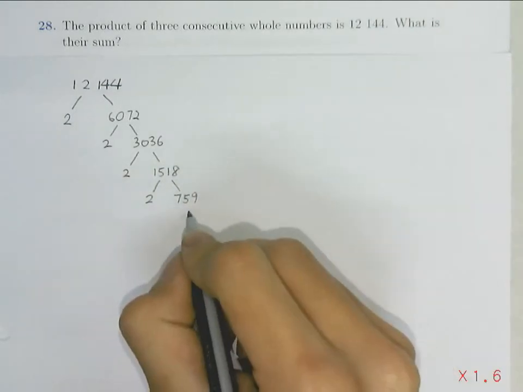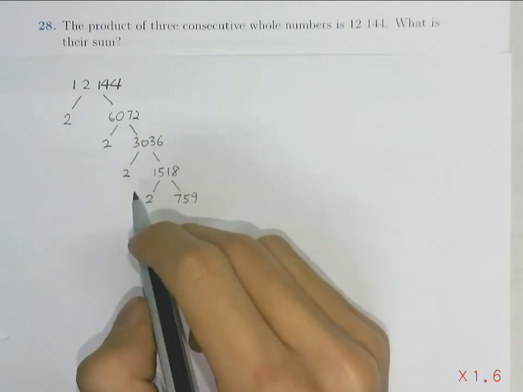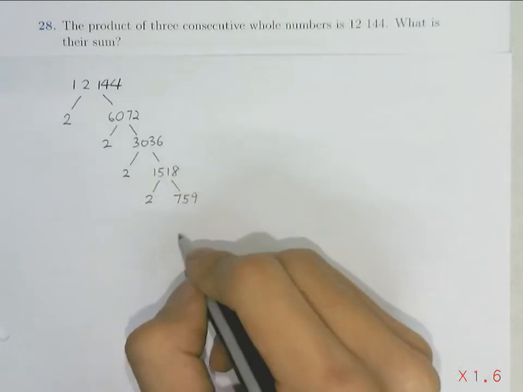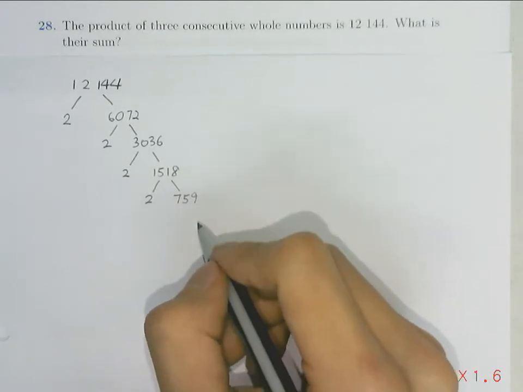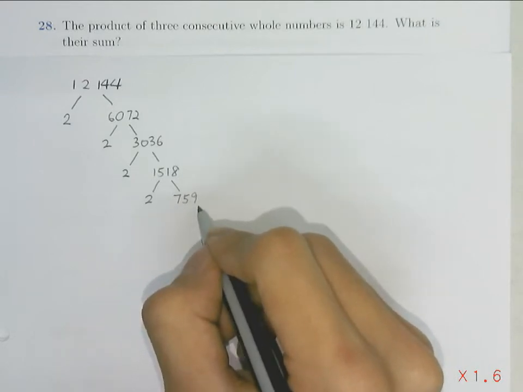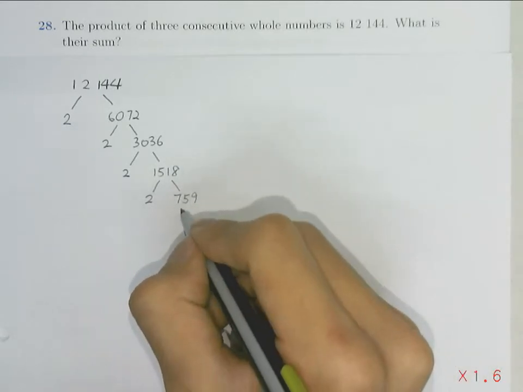Now we have stopped at this odd number, so we know that it's not divisible by 2 anymore. So we can move on to 3. You can also check by the divisibility rule of 3, which is the sum of digits. So 7 plus 5 gives us 12, plus 9 gives us 21. So 21 is divisible by 3, so that means this will be divisible by 3.